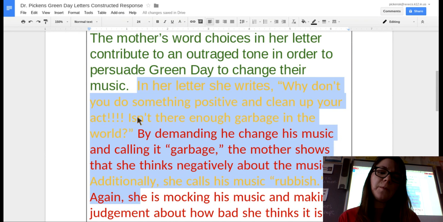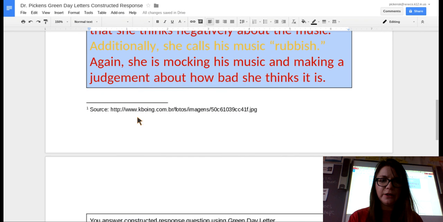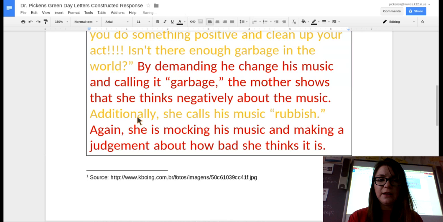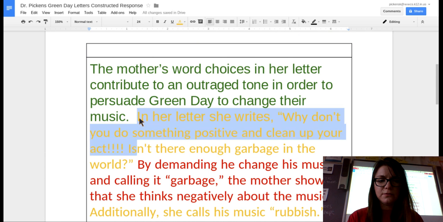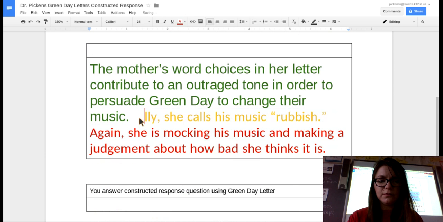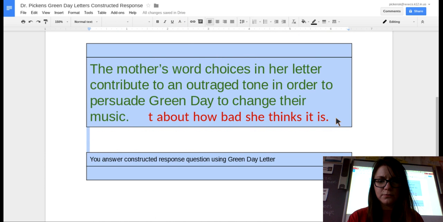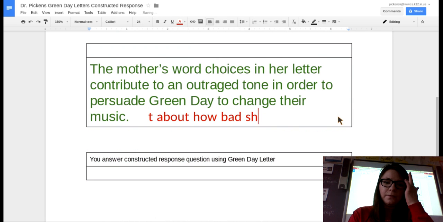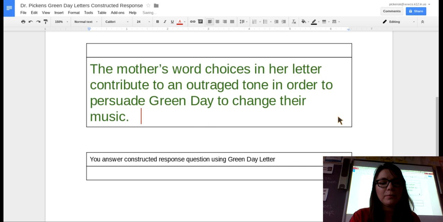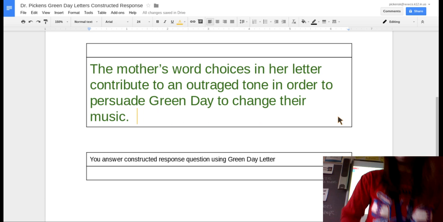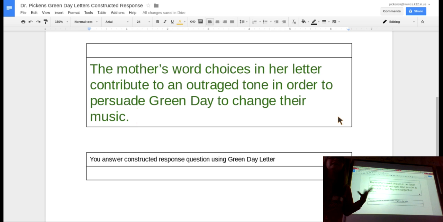Okay, yeah, if you guys could open up your, thank you, Sawyer. If you guys could open up your Chromebooks and type this in your document. And I'm making it green to show that it's my claim. Okay, the mother's word choices in her letter contribute to an outraged tone in order to persuade Green Day to change their music. So I included in that the author's purpose, their tone, and I'm making a claim that there are specific word choices that contribute to that tone.